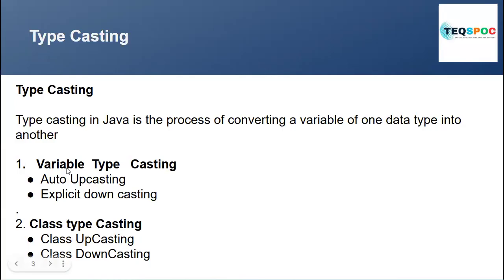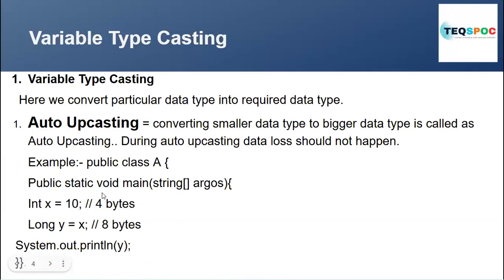So there are two types of typecasting: variable typecasting and class typecasting. Inside variable typecasting there are two subdivisions, that is auto upcasting and explicit downcasting. Similarly, for class typecasting, we have class upcasting and class downcasting. So we will talk one by one about each and every type of typecasting.